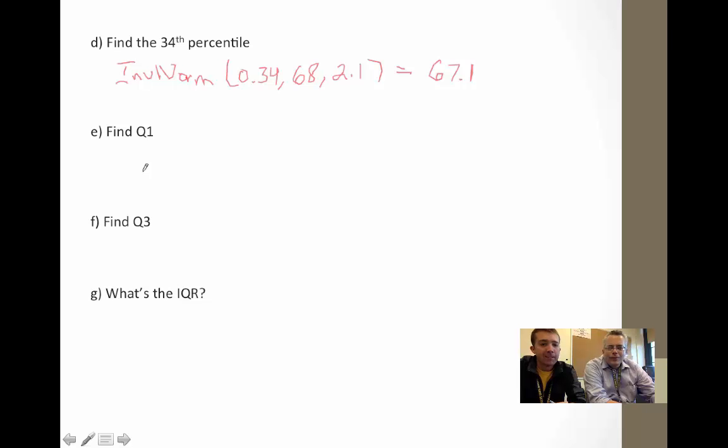What does Q1 have to do with normal curves? Q1 is the 25th percentile. So for Q1, we know that 25% of the data is below Q1. So we can find Q1 and Q3 for normal distributions. And, of course, we could find the IQR. So Q1 is the 25th percentile. I'm not going to type all that in. It's all coming together. So let's see if we can do it really fast. 0.25.